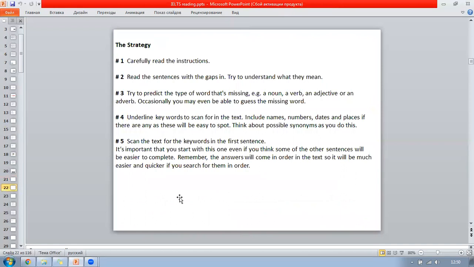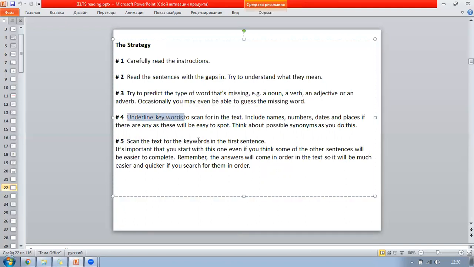So firstly, what you need to do, read the instructions, read the sentences, try to predict, okay? So basically you need to understand the meaning of the sentence. Try to predict the words. Maybe you even will answer this question even before you go to the text. Then sometimes you can underline the keywords, sometimes you don't need it, so it depends. Of course, if you see some names, numbers, dates, and names of places, it will be easier to find the answer in the text. But usually you need to find possible synonyms.